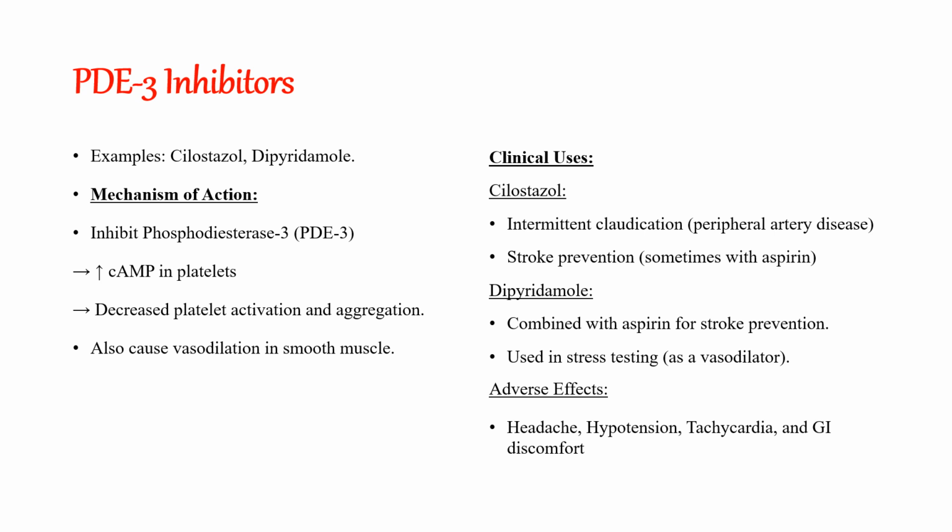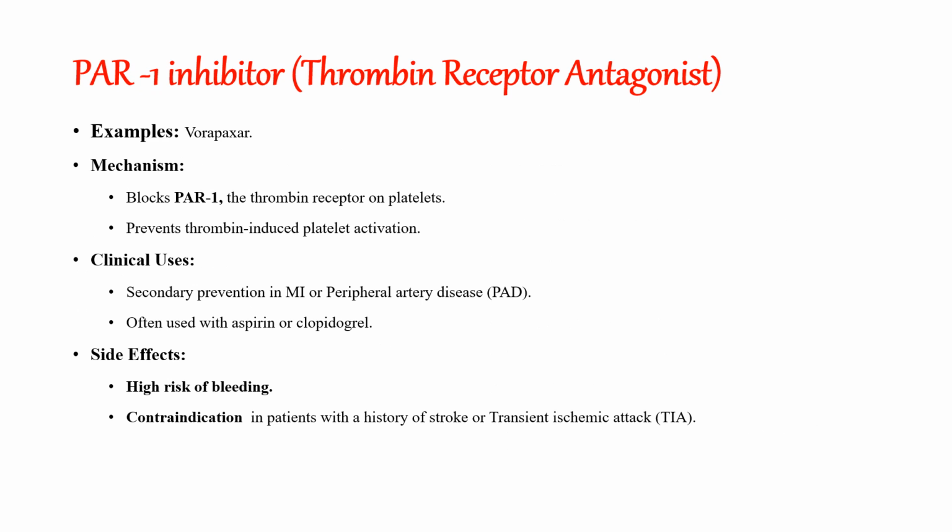Both drugs may cause headache, hypotension, and palpitations due to their vasodilatory properties. While not first-line agents, PDE3 inhibitors offer important benefits in selected patient populations. Vorapaxar is a PAR1 antagonist that blocks thrombin-induced platelet activation. It's used for secondary prevention in patients with a history of myocardial infarction or peripheral artery disease. Due to its high bleeding risk, especially in patients with prior stroke or TIA, it must be prescribed with great caution.